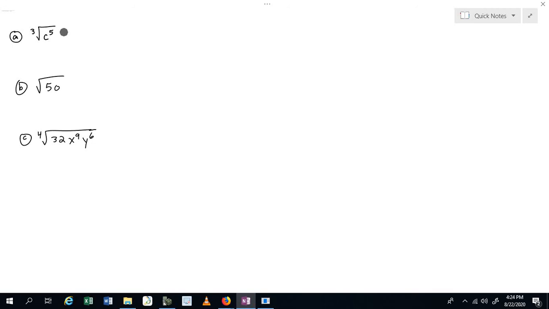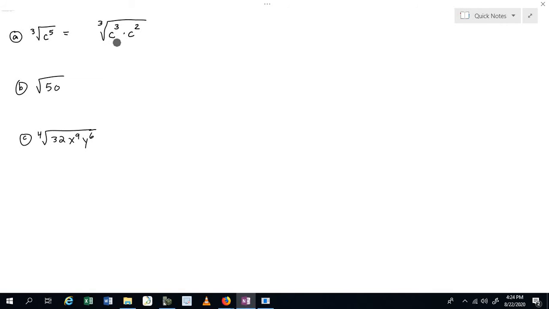So here's how we simplify these. You want to match the number with the number that the index is. So in this case, the index is 3. And so I want the radicand on the inside to be written in powers of 3. So we're going to write this as c cubed times c squared. Now notice you would add exponents here, so this is the same as c to the 5th power.